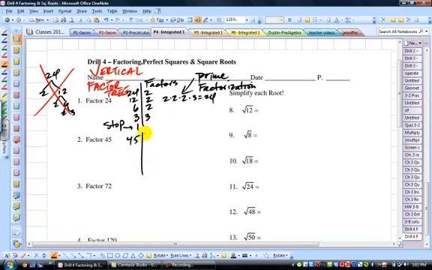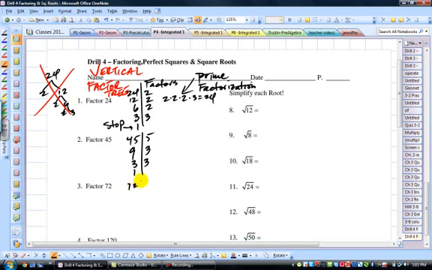Now we're back, and we're going to start dividing by 5. 45 divided by 5 is 9. Divided by 3 is 3. Divided by 3 is 1. As soon as you get to 1, you stop. The factors are 3 times 3 times 5. Remember, these are all the factors, and it allows me to find squares really easily. 3 times 3 is 9. 9 times 5, 45.